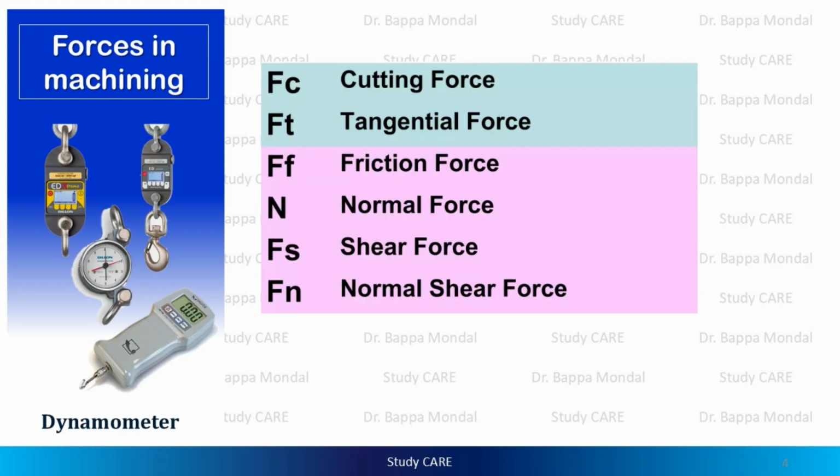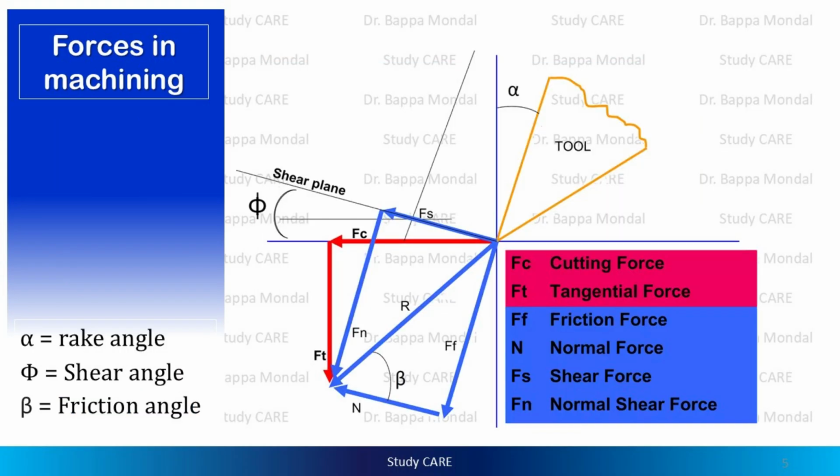We will write cutting force as Fc, tangential force as Ft, friction force as Ff, normal to friction force as N, shear force as Fs, normal shear force as Fn. These are the representations of different forces and angles in machining.